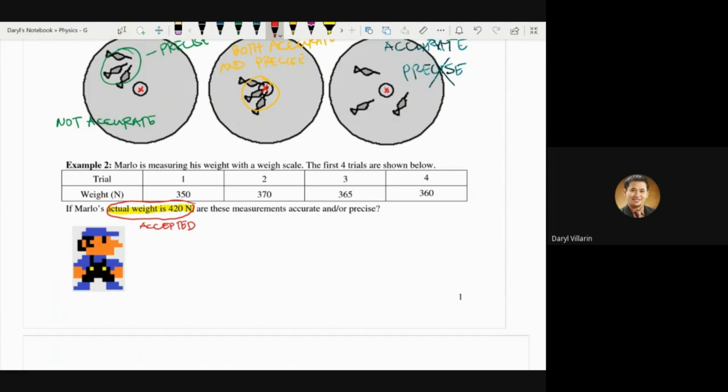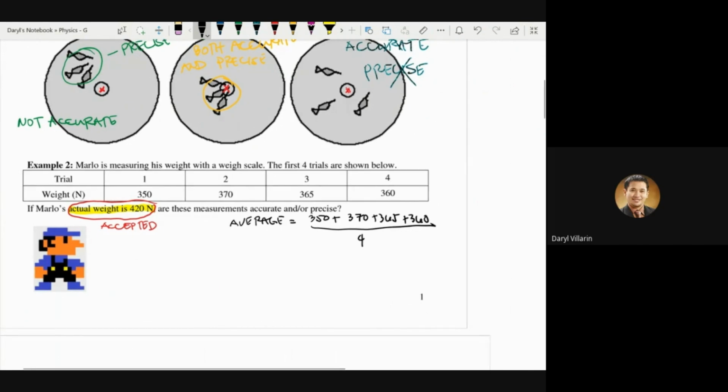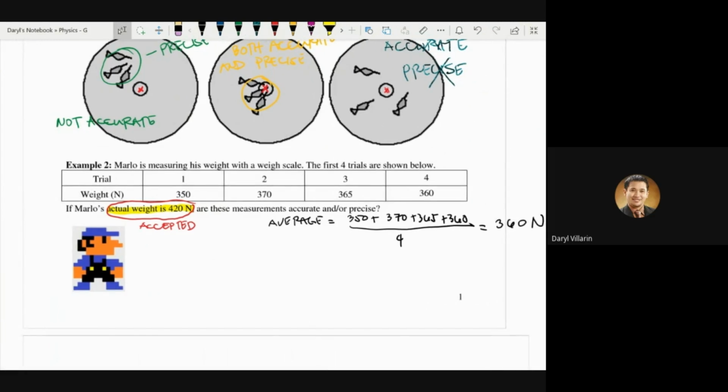Okay. So to answer this question, to have a good gauge, we can get the average, or just the mean, of all these measurements. So the mean is just 350 plus 370 plus 365 plus 360 all over 4. That's how you get the average. And this gives you a value of, well, let me check, this is just around 360 newtons. Okay, so the average of all these measurements is 360 newtons, and the actual weight is around 420 newtons.